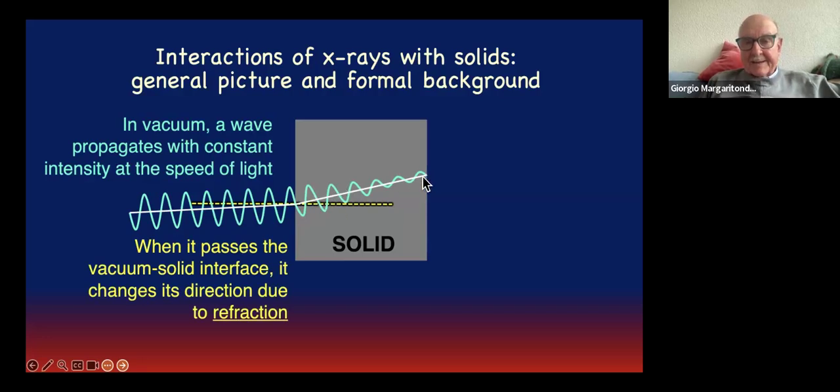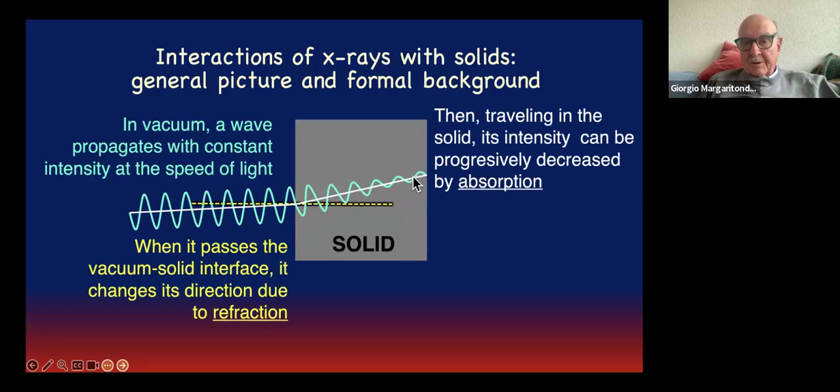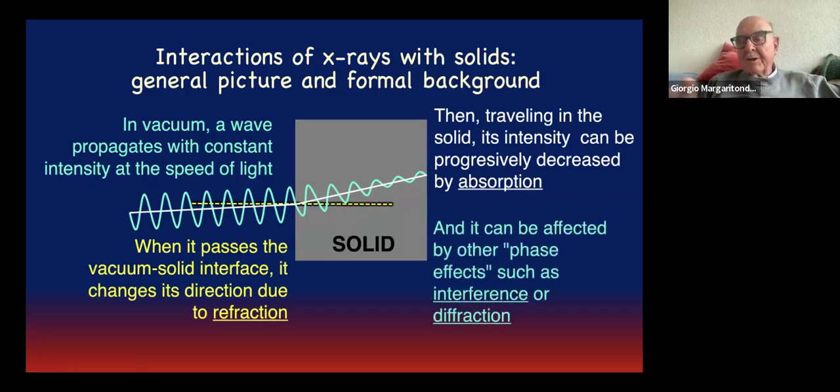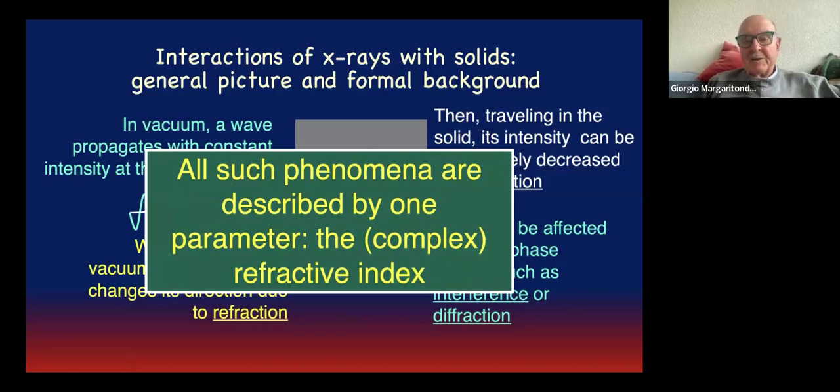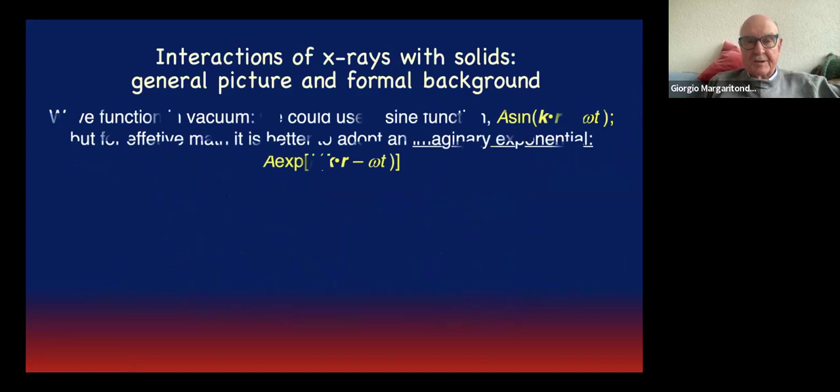Furthermore, as the wave propagates in the solid, it can be progressively absorbed. You can see here the amplitude decreases. And also, it can be subject to what is called phase effect, such as interference or diffraction. So we have diffraction, we have refraction, we have absorption, and we have phase effects. Now, from the formal point of view, all such phenomena can actually be treated with one single parameter, what is called the complex refractive index. Let me briefly introduce it.